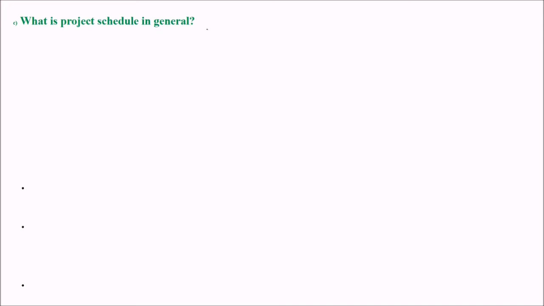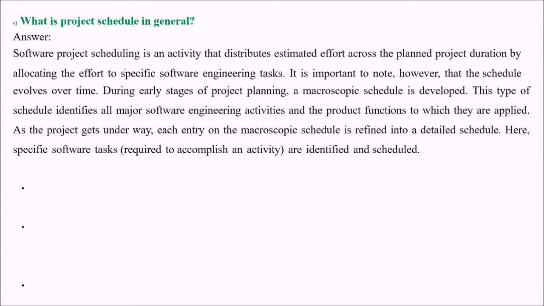What is project schedule in general? So we are talking about the project schedule. Software project scheduling is an activity that distributes estimated effort across the planned project duration. If this is, say, the timeline of the software, then allocating the effort to specific software engineering tasks. Say requirement analysis will be done by a requirement analyst. Then we have designers, then coders.